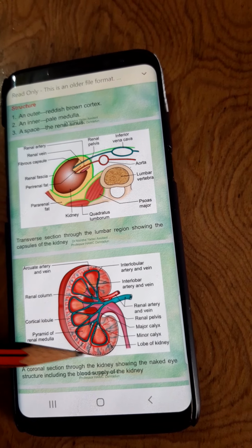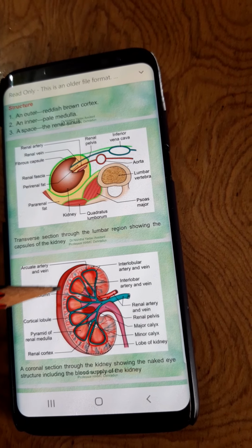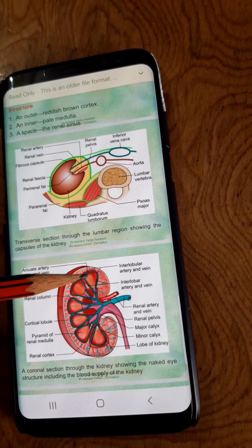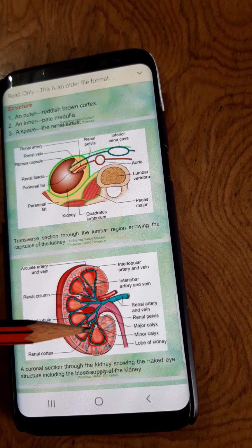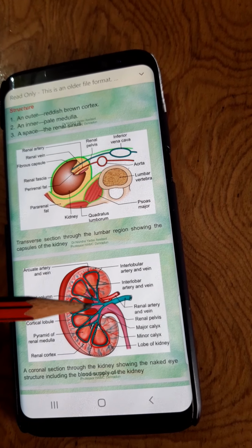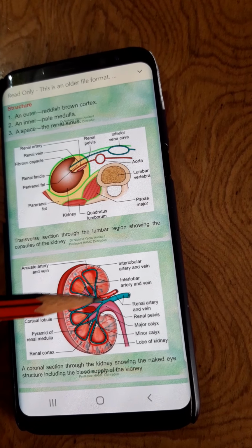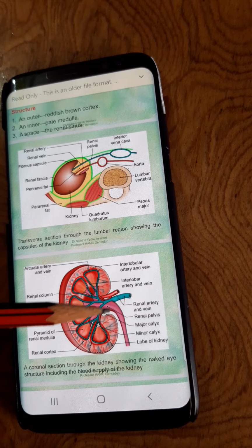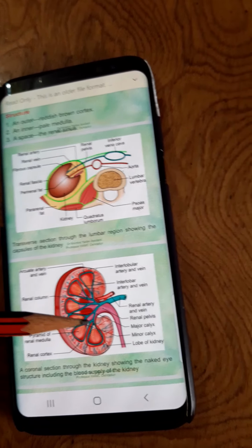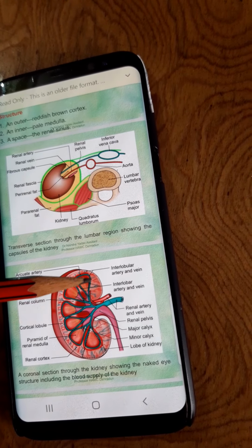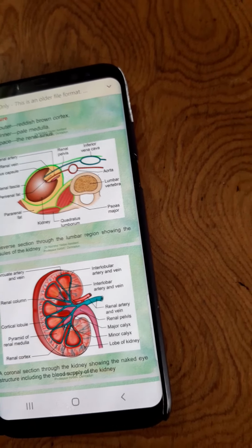So the internal structure of the kidney includes the renal cortex, which is the outer area, the renal medulla, which is the inner area, and this is the renal sinus. This area is the renal sinus, which contains all the arteries, branches of the arteries, veins, minor calyx, major calyx, etc. This is the renal sinus within the kidney. So this is the internal structure of the kidney.